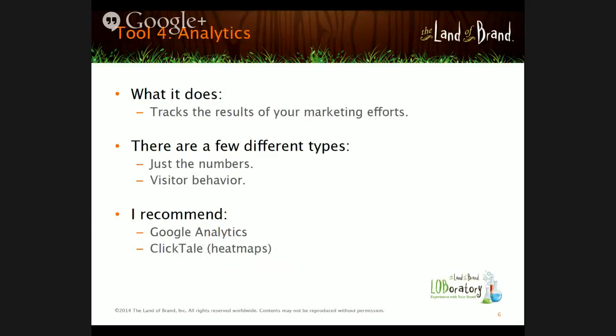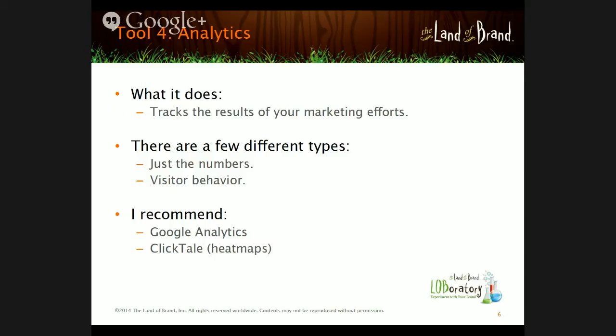Did I skip something? Yeah, analytics. So tool number 4 is analytics. So what it does, analytics tracks the results of your marketing efforts. And it's really important that you're tracking what's working, what's not working in your marketing. Otherwise, you may be wasting your time and effort doing something that is not getting you results. There's just a few different types. So there's 2 different types of analytics that I use.